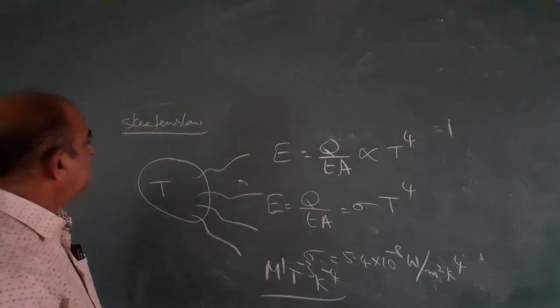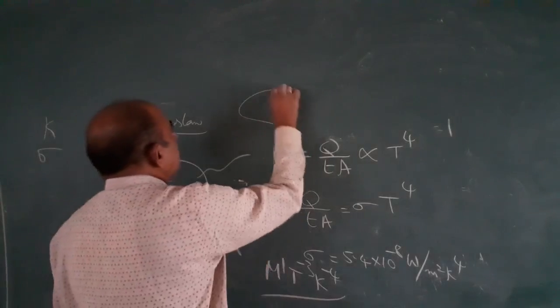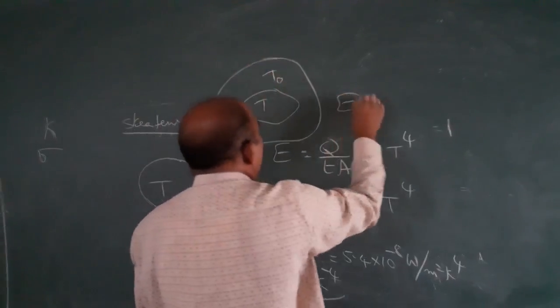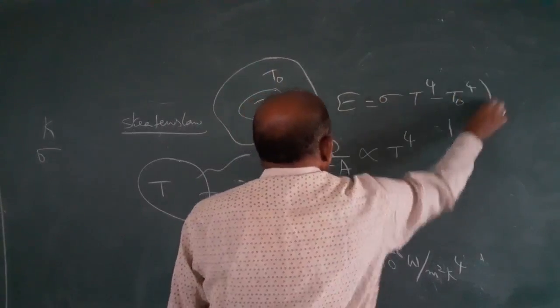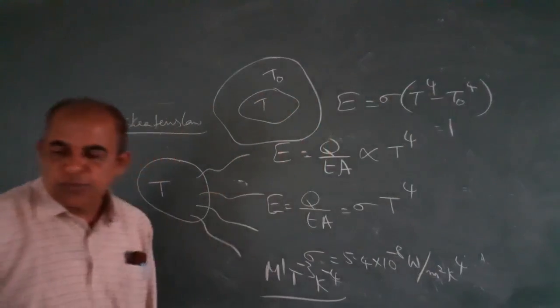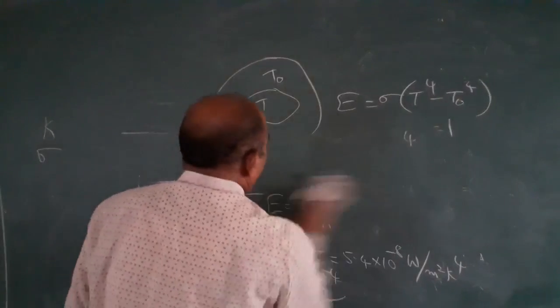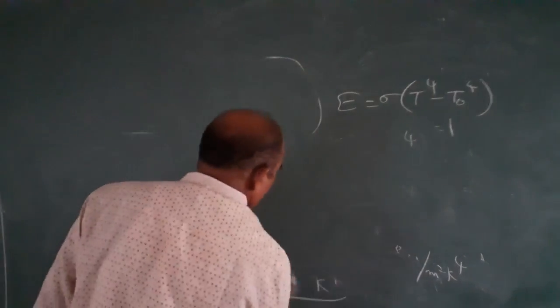Next, Stefan-Boltzmann law. One more law is there. One body is at a temperature of T, surrounded by a temperature of T naught. Then E is equal to sigma into (T power 4 minus T naught power 4). This is known as the Stefan-Boltzmann law. Next, one more.